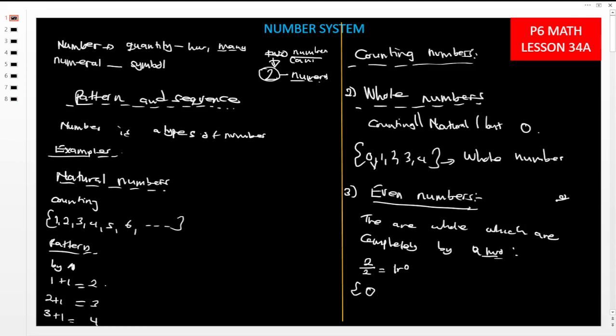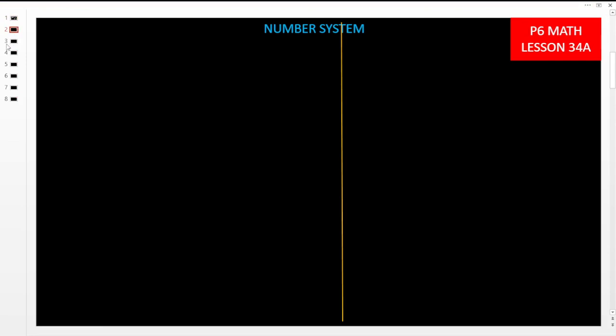Because 0 divided by 2, you get 0 remainder 0, so you get no remainder. Now we go to a 2, then a 4, then a 6, then an 8. Now let us see how we get these even numbers. How are these even numbers formed?